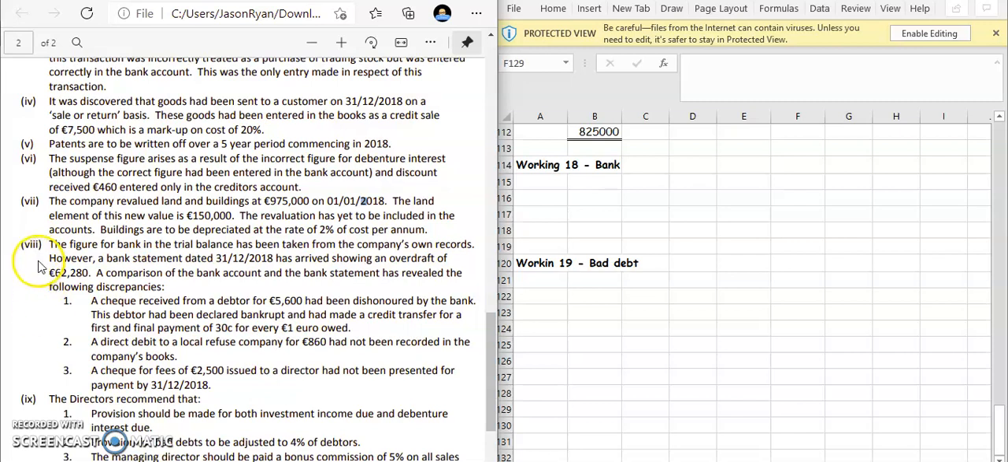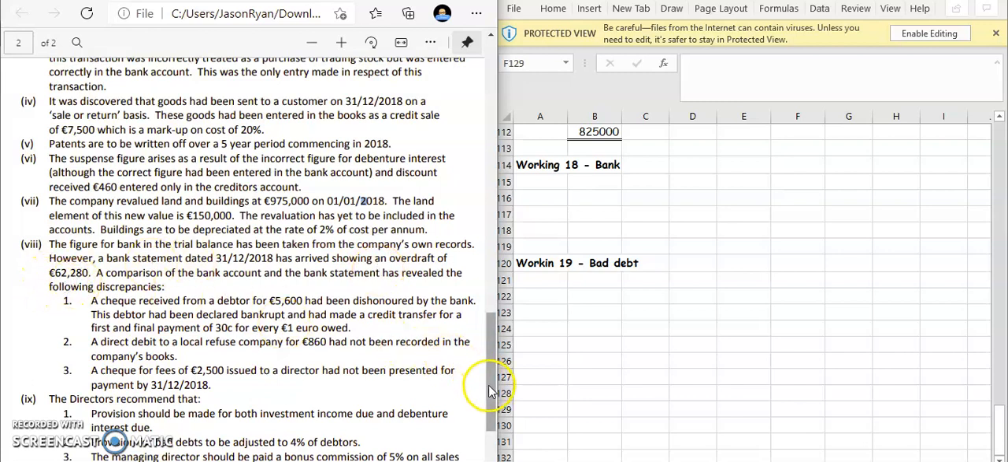Okay, so let's have a look at adjustment 8 for the Liken Limited 2019 question. It's looking at our bank account or our bank overdraft. The figure for the bank in the trial balance has been taken from the company's own records. However, a bank statement dated the 31st of the 12th, 2018 has arrived showing an overdraft of 62,280.